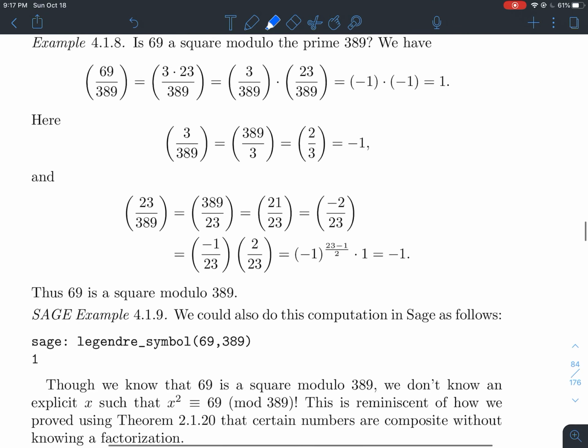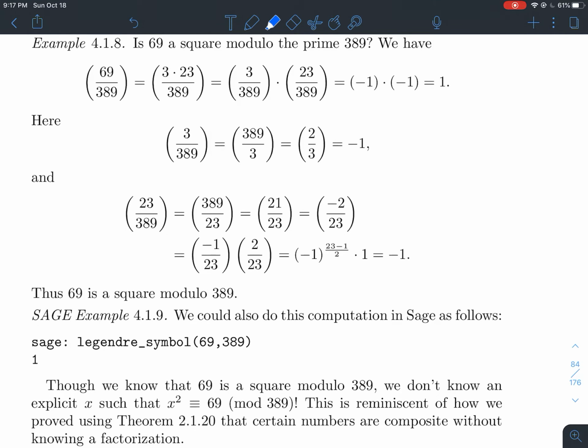And you can read through example 4.1.8, which answers the question, is 69 a square mod 389? And maybe just to talk through a little bit of it. So 69 mod 389, I'm going to factor the 69 as 3 times 23. I'm going to use the fact that the Legendre symbol is really a group homomorphism, which allows me to split it into these two pieces here. And now I claim that this first one's minus 1, and so is the second one, so it should be 1 overall. And I didn't claim it, the author did.